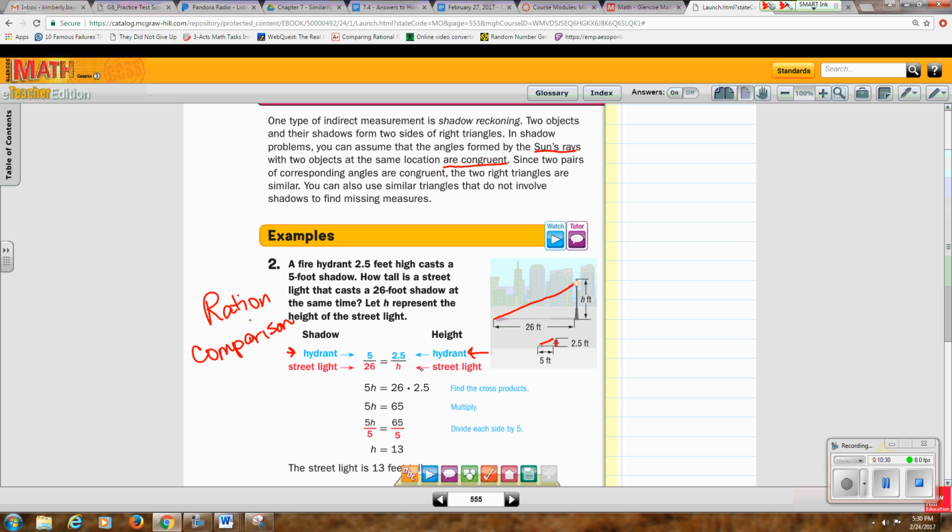We're seeing how things compare. We're comparing the shadow of the hydrant to the shadow of the street light. And now we're going to compare the height of the hydrant to the height of the street light, which is what we don't know. So what they've done here is a cross multiplication.